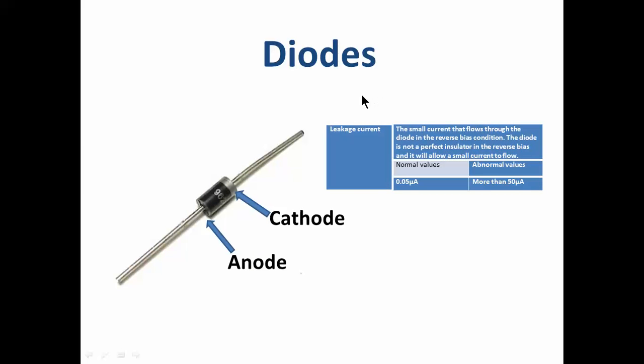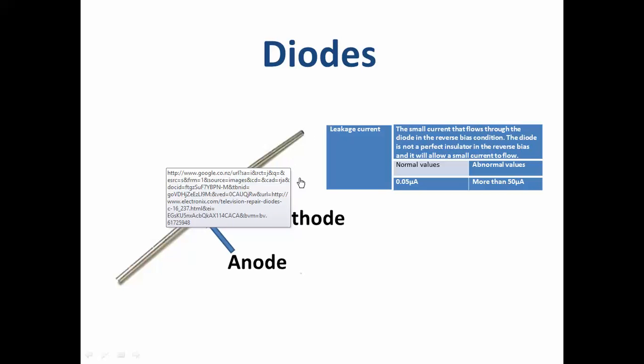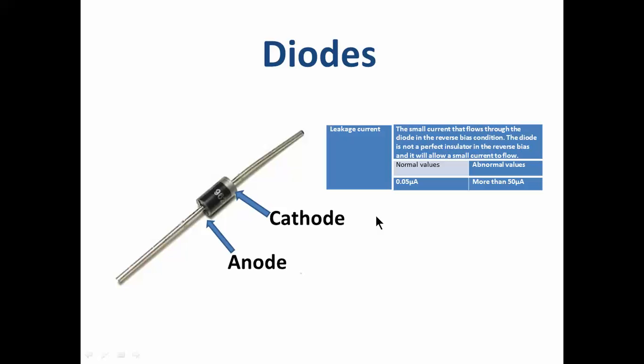If we do get some leakage current here going backwards, then we want to keep it to a low value. There isn't such a thing as a perfect diode or a perfect insulator. There'll always be some leakage current. Normal value would be about 0.05 microamps. So we can allow 0.05 microamps to flow in reverse without affecting the circuit operation. If it gets to more than, say, 50 microamps, then we're going to have problems with the circuit. We're going to have too much leakage current, and it may be that that diode is faulty.